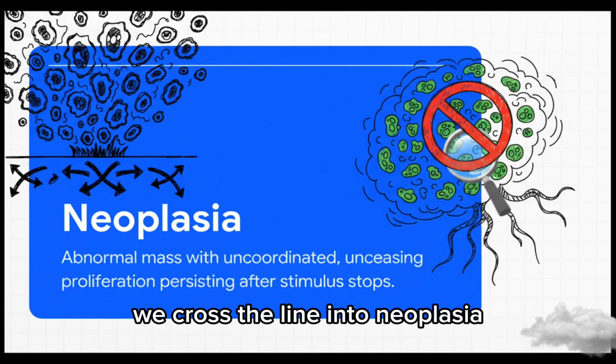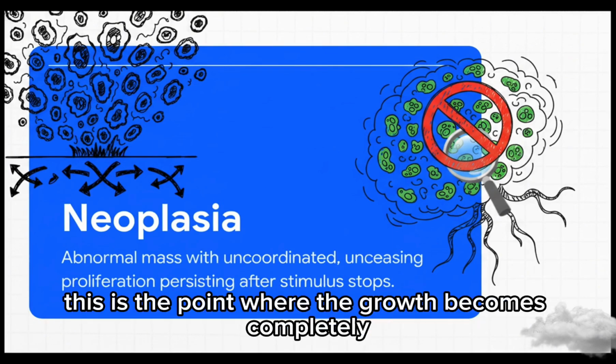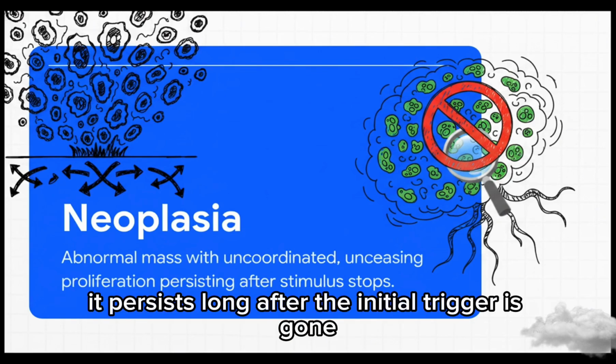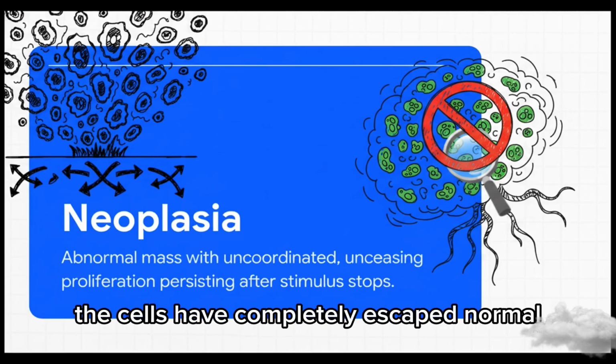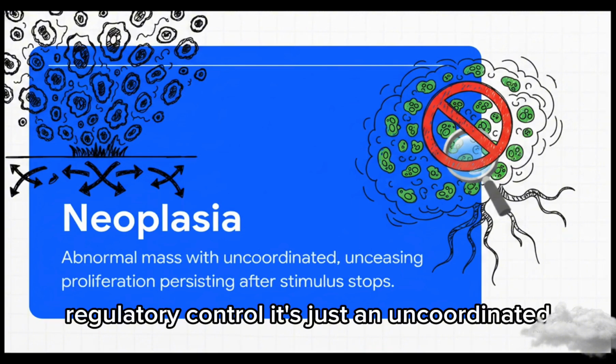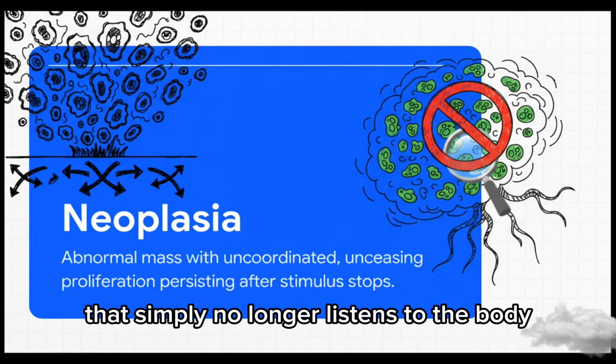And finally, we cross the line into neoplasia, which literally translates to new growth. This is the point where the growth becomes completely independent and uncontrolled. It persists long after the initial trigger is gone. And you know, that persistence is key. The cells have completely escaped normal regulatory control. It's just an uncoordinated, excessive proliferation that simply no longer listens to the body.